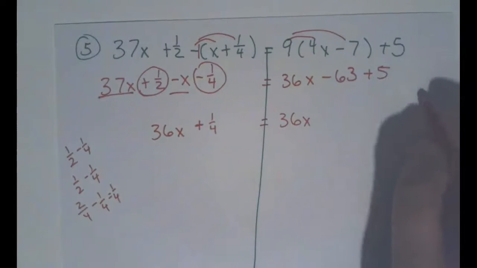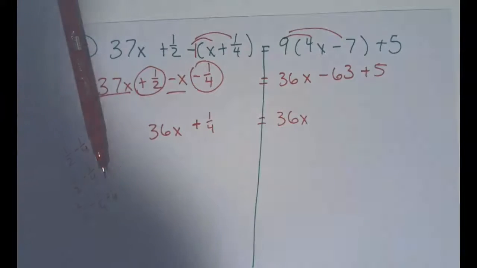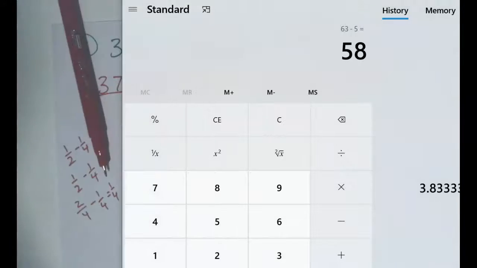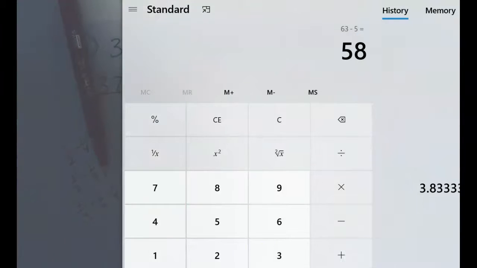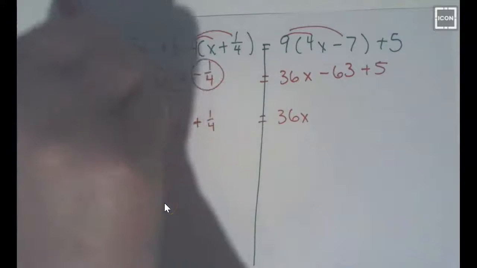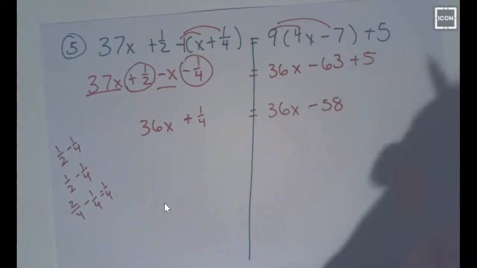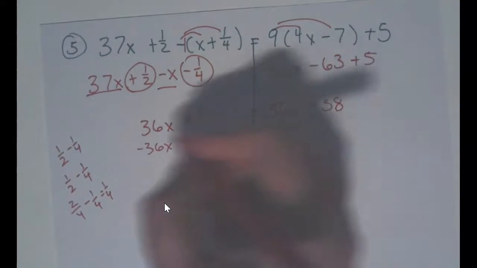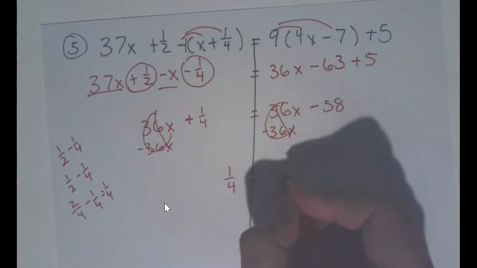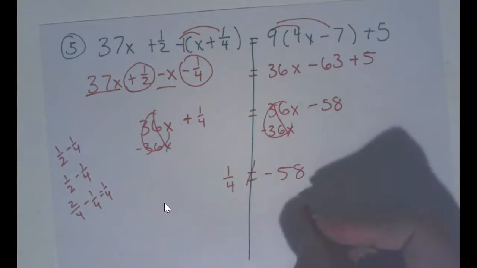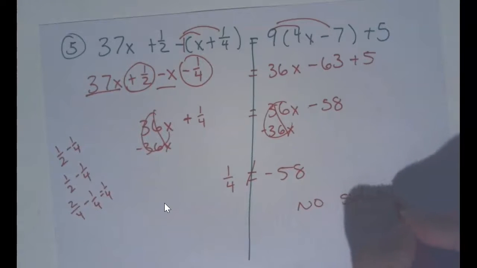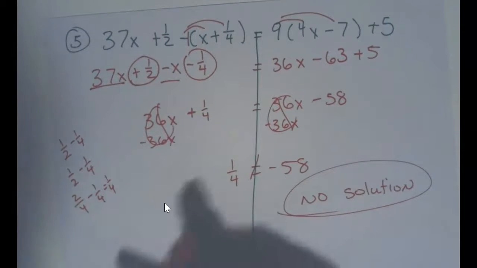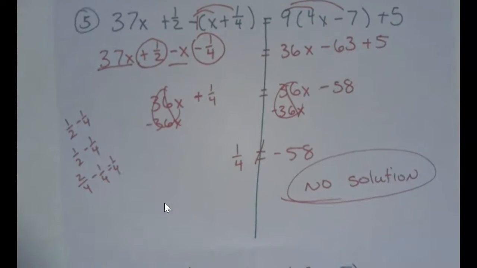36x, negative 63, positive 5. So that would be 63 minus 5. And let's see, 63 minus 5, 58. But I do have more negatives. So, minus 58. Now I'm going to move all my variables to one side. And at this point, I'm left with 1/4 equals negative 58. That is never true. Therefore, this equation has no solution. When you get down to these constants, and they have different values, they can't be equal to each other, and that's when we have no solution.